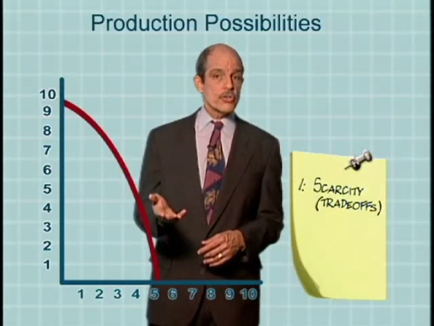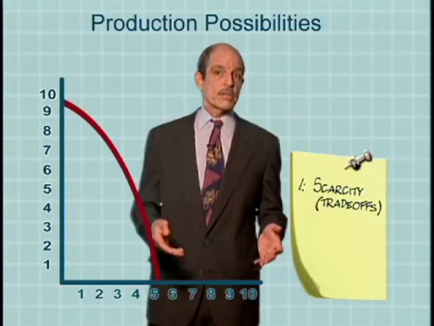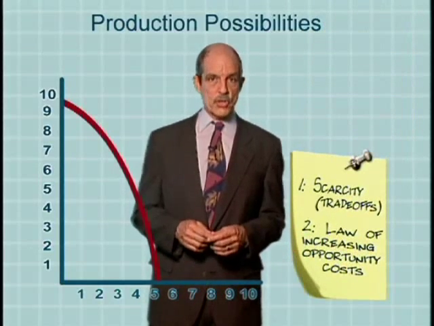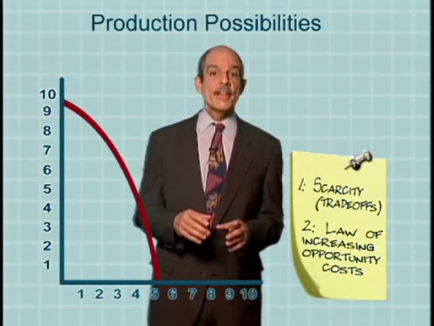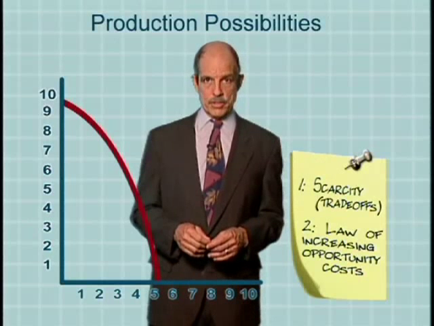Anything you make costs you the opportunity of doing something else with the same resources. That is, their opportunity cost. The second lesson of the production possibilities curve is a little more subtle, that the more you make of anything, the greater its opportunity cost.